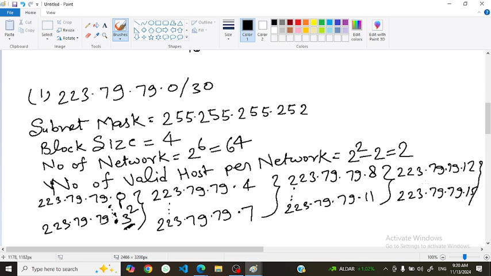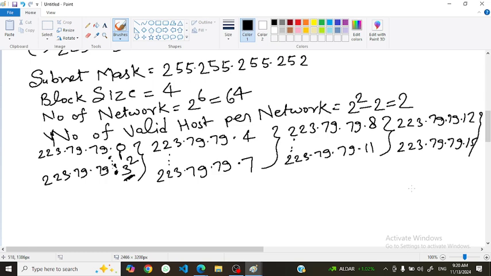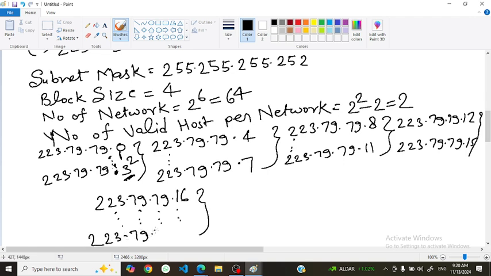Ravi Shankar, 223.79.79.16, okay. What will be the last one? You guys are simply not able to calculate it. You will have to add three more IP addresses. It will be 19. You are getting confused.